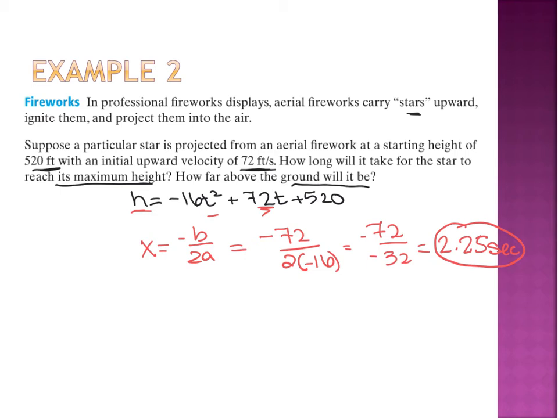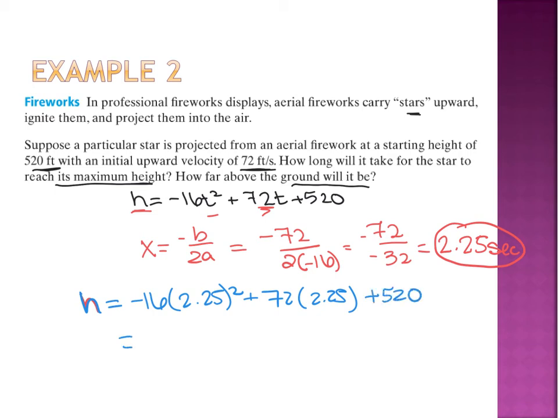Now to find the maximum height, I'm going to take that 2.25 and plug it in for my t value into the equation. So I have negative 16 times 2.25 squared plus 72 times 2.25, and then I'm going to add that to 520. When I simplify all this down, we end up with roughly 601 feet. So this will be the maximum height that the star will reach.